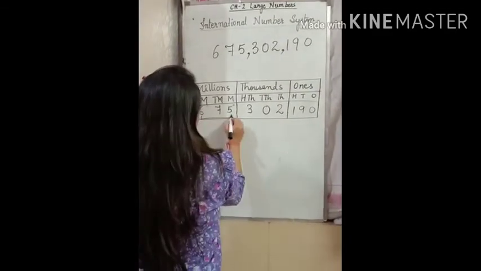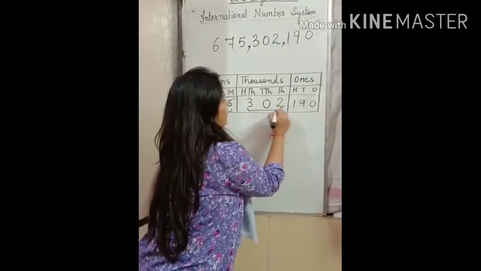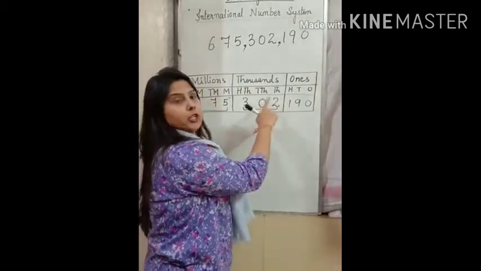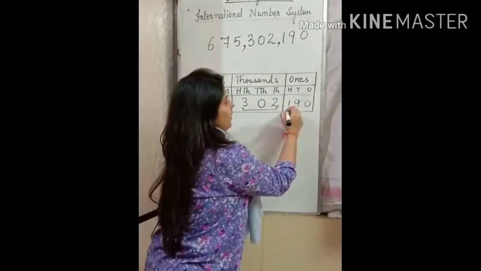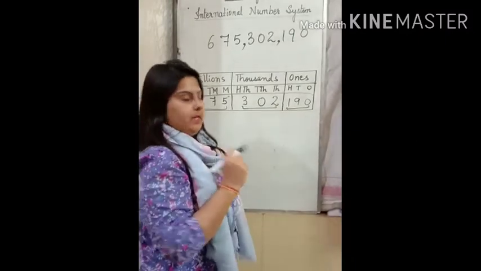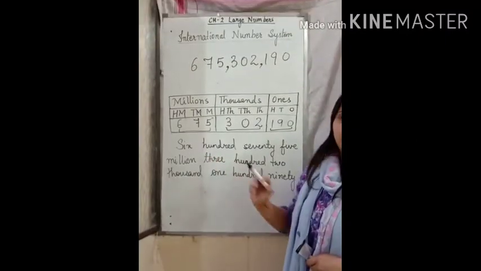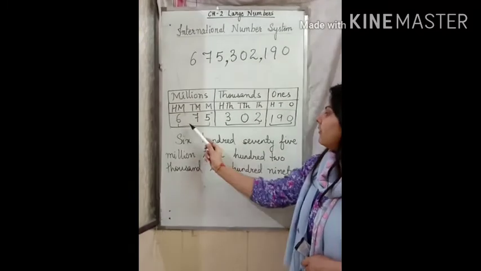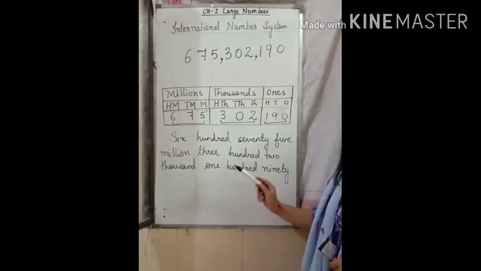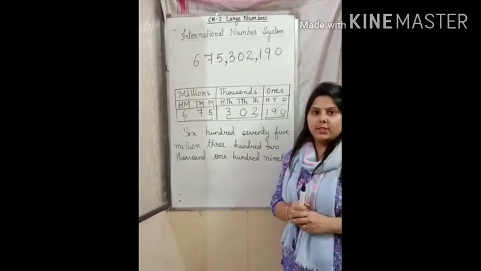It would be 675 million, 302 thousand, 190. Let us repeat. We have written the number name here, that is 675,302,190. I hope this topic is clear to everybody.